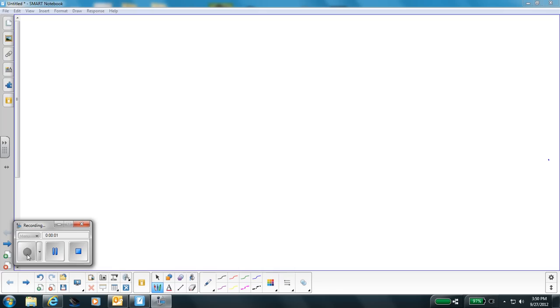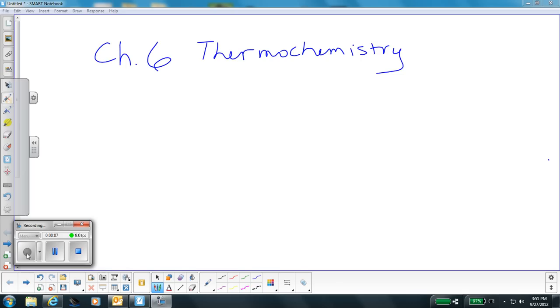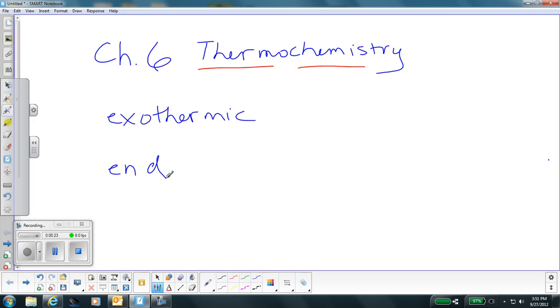We are going to be learning about thermochemistry, chapter 6. And in this word, you should notice therm, heat, and chemistry. We're looking at the study of heat in chemistry. There are two key words that we're going to focus on, exothermic and endothermic.